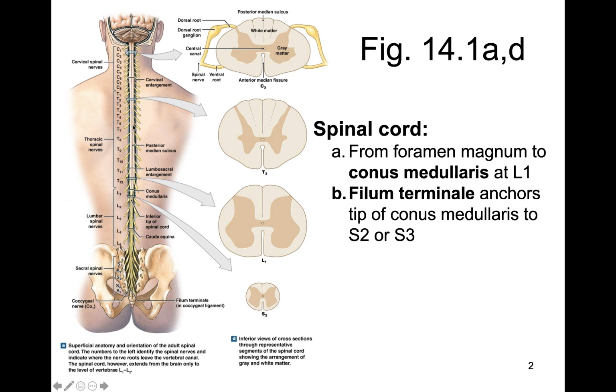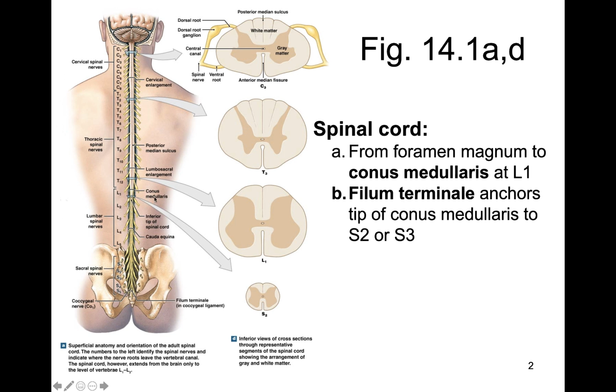Another thing that you can see here is the posterior median sulcus. Posterior is towards the back, median means it's in the middle, sulcus means a groove. So you can see this on this section that's been cut. You can see the posterior median sulcus here. So we covered the cervical enlargement, the posterior median sulcus, and the lumbar enlargement, where it's going to the pelvis and lower limbs.